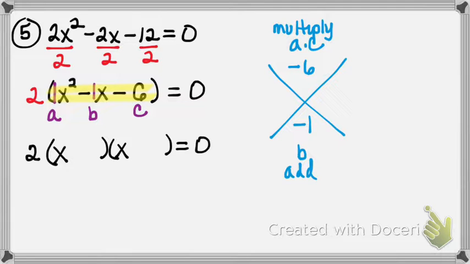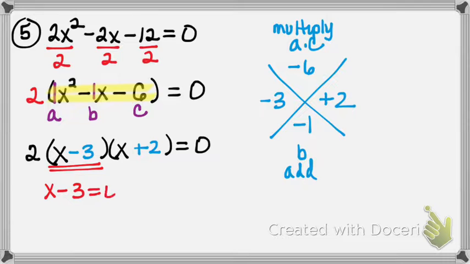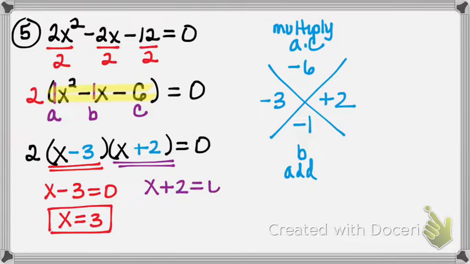All right, anyone know what those numbers would be? Lex? -3, +2. So we can go directly to our factors, put a -3 and a +2. So now let's set both of these equal to 0. So if x minus 3 equals 0, that means our first solution is x equals 3. And then for our second factor, if x plus 2 equals 0, that means my second solution is x equals -2.